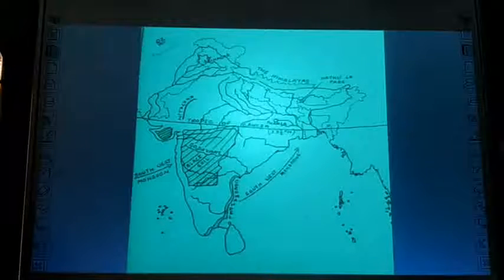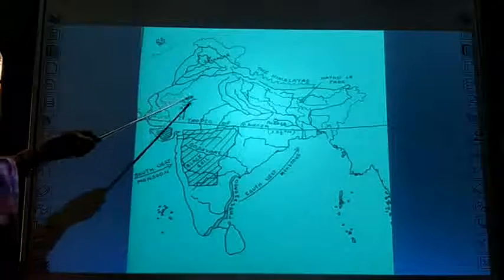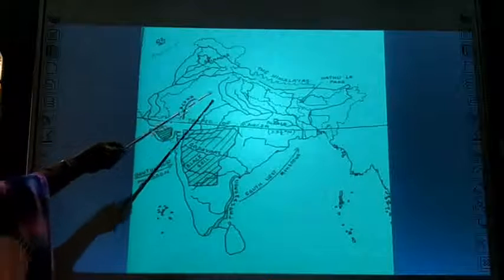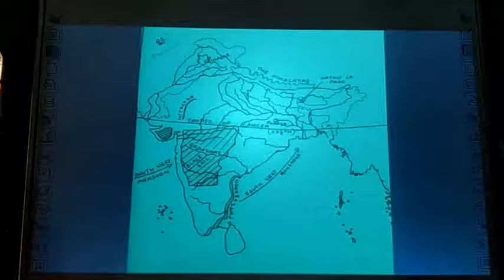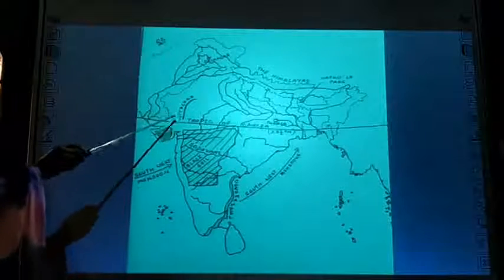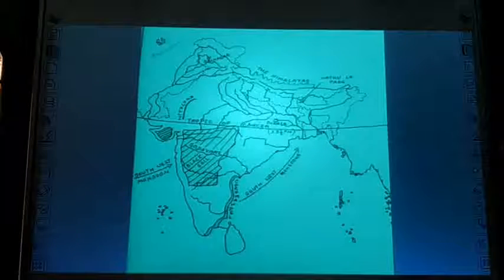On an outline map of India provided, now mark. Question number A. Mark and name the Aravalli range. Now see here. In northwestern India, starting near Delhi, passing through southern Haryana and Rajasthan and ending in Gujarat. This is the Aravalli range.